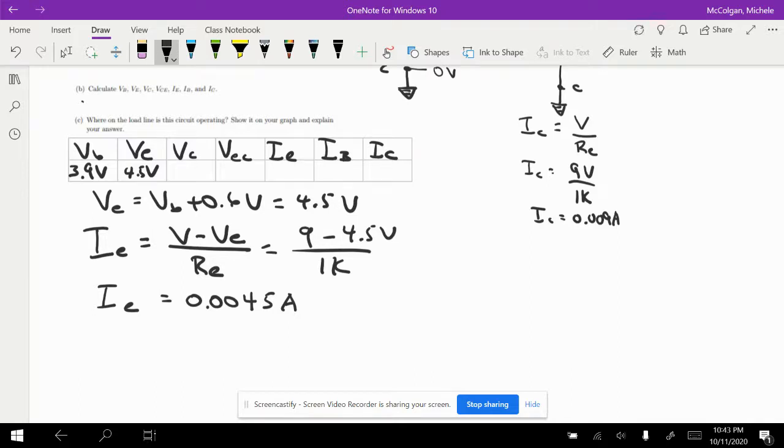So in here we're going to say that for all of our currents from here to here, our units are milliamps. So this is going to be 4.5 milliamps.